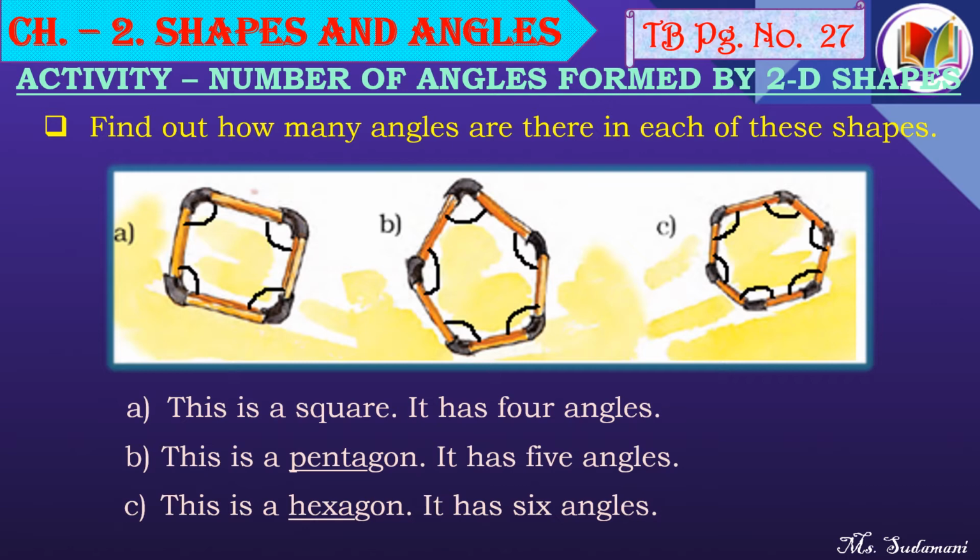So what do we understand from this, children? That the number of sides formed of each of these shapes also are equal to the number of angles formed, isn't it?